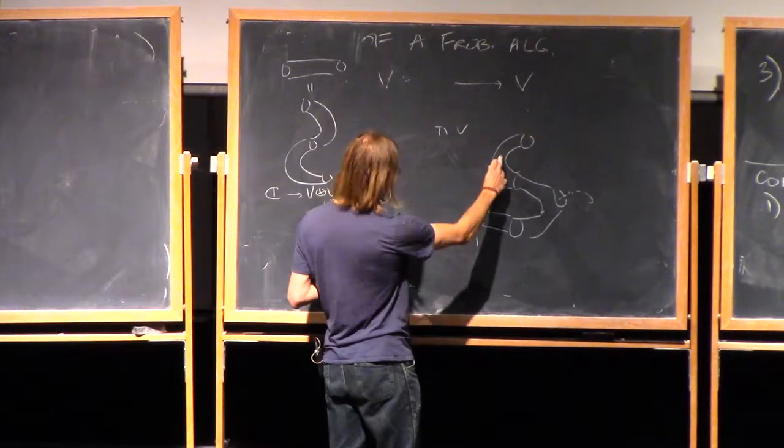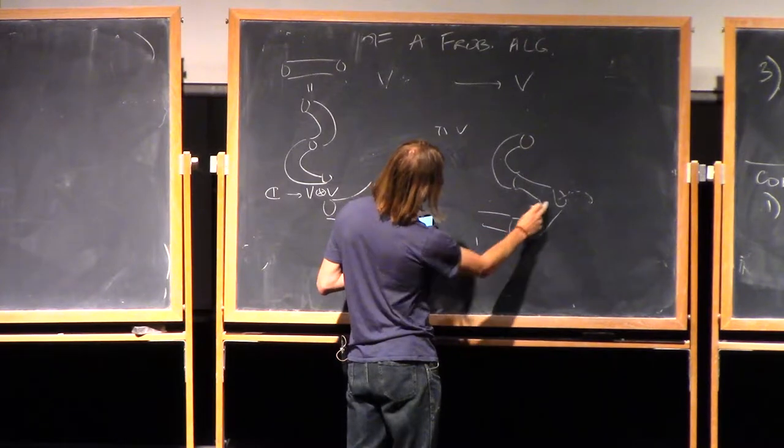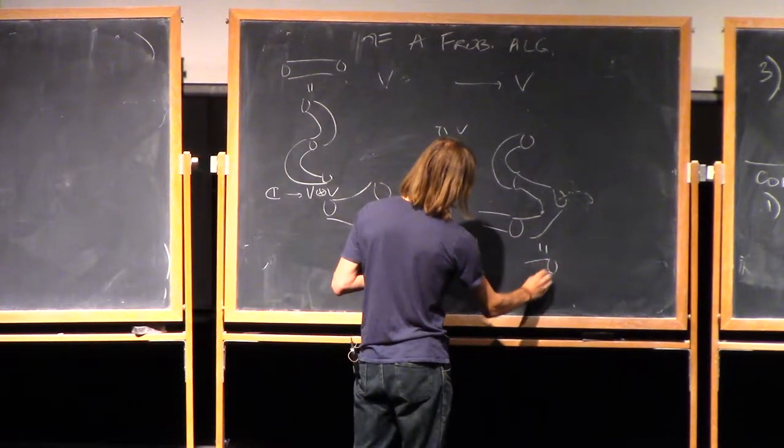Of this co-pairing, an identity to construct a co-multiplication.